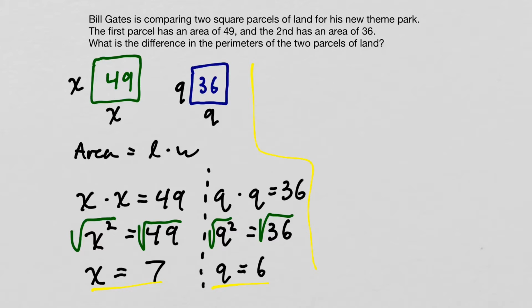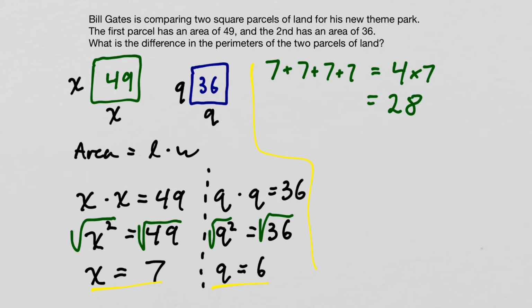So I'm going to start off with our square one, and our big 49, I should say, and that has a side of 7. Well, there are 4 sides, so 7 plus 7 plus 7 plus 7. That's kind of tedious, and if you remember, if you have 4 of the same, you can write it as 4 times 7. Well, 4 times 7 is 28. So we know that the perimeter of the first parcel of land is 28.